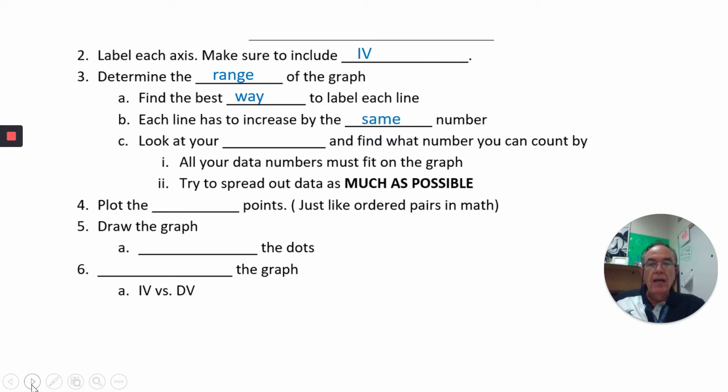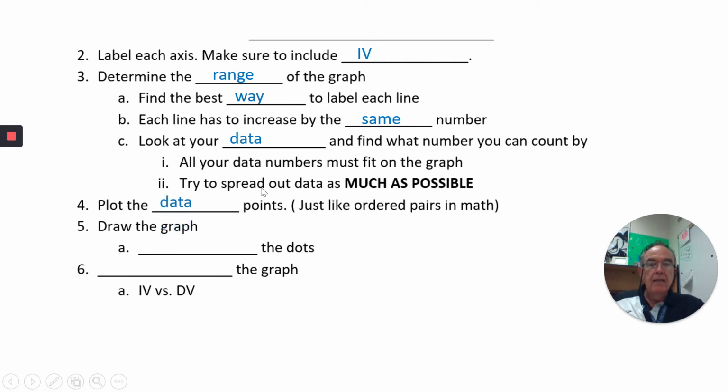Each line or each marker on the graph has to increase by the same number. So you can't count by twos and then all of a sudden switch and say, well, it's not all going to fit, so I'll count by fives and then I'll count by tens. The best way to determine that is to look at our data and find what number you can count by. All of your data numbers have to fit on the graph, so we can't leave some of the big numbers out.